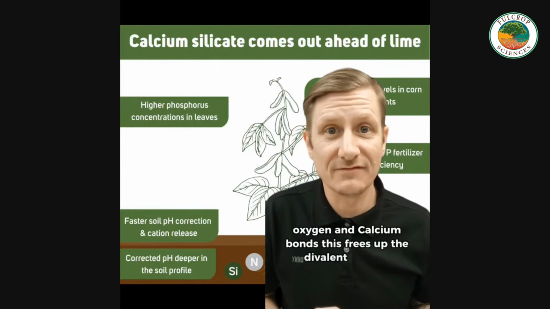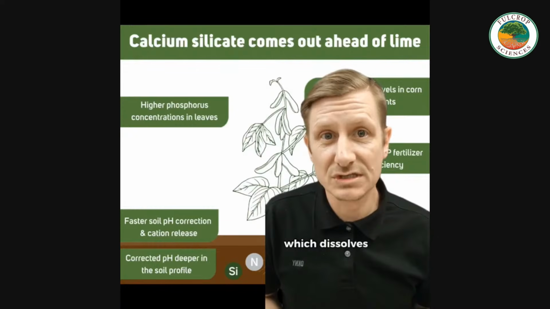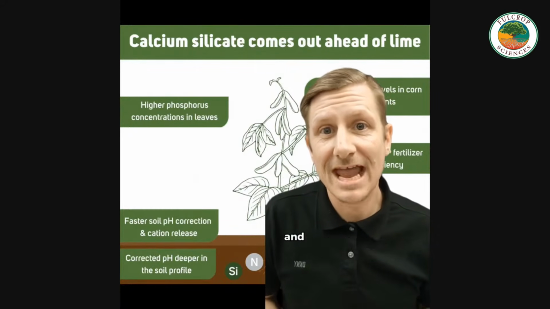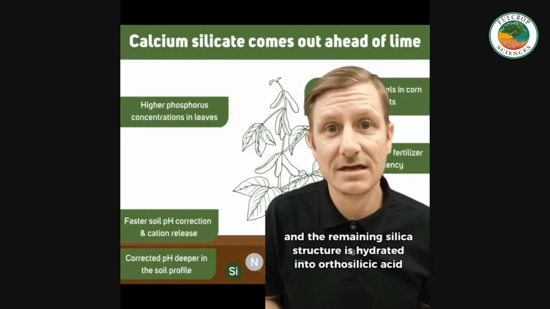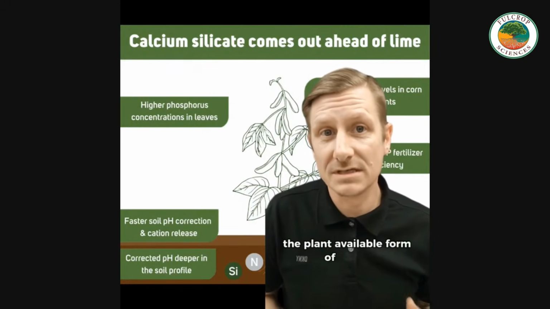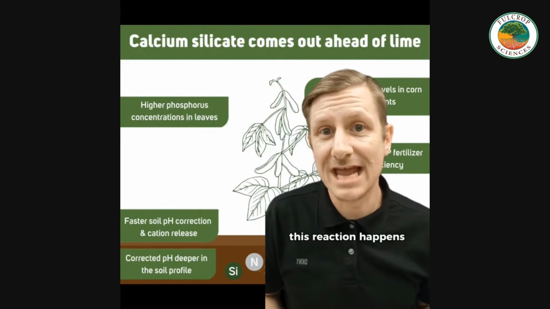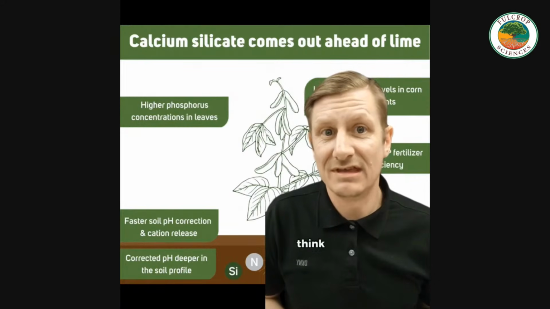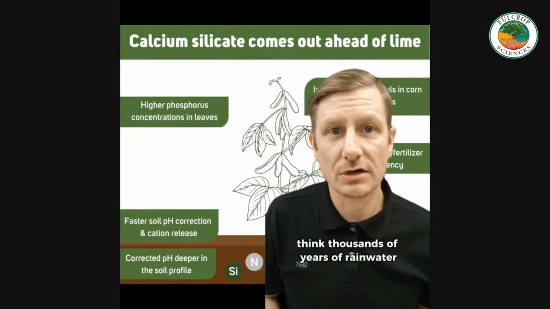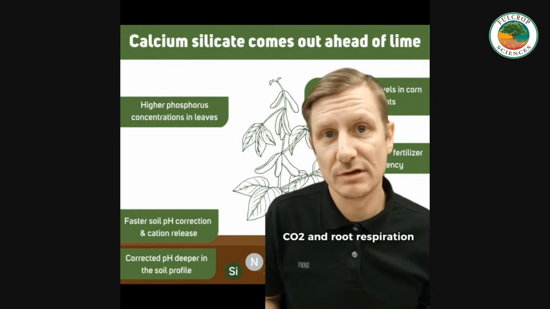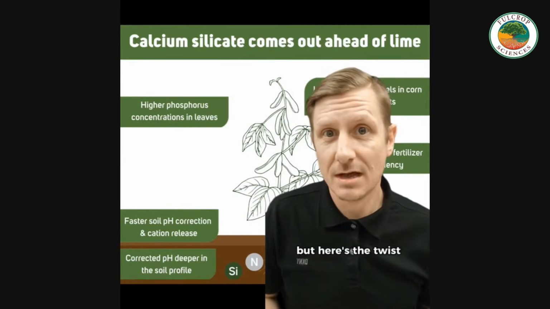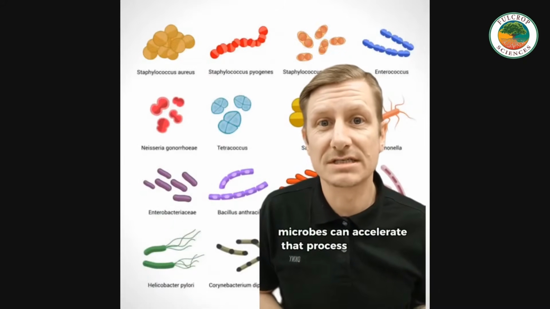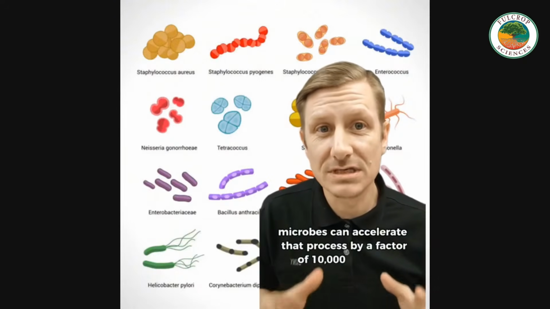This frees up the divalent form of calcium, which dissolves into the soil solution, and the remaining silica structure is hydrated into orthosilicic acid, the plant available form of silicon. This reaction happens naturally during weathering. Think thousands of years of rainwater, CO2, and root respiration slowly etching away at the rock. But here's the twist. Microbes can accelerate that process by a factor of 10,000 or more.